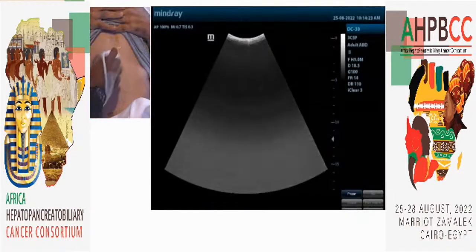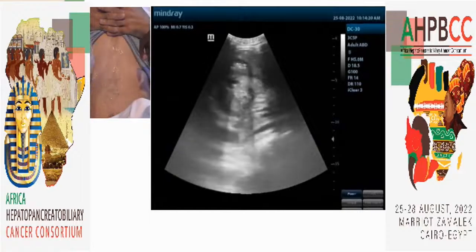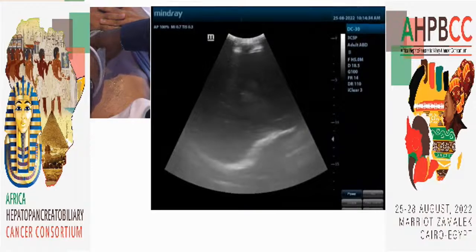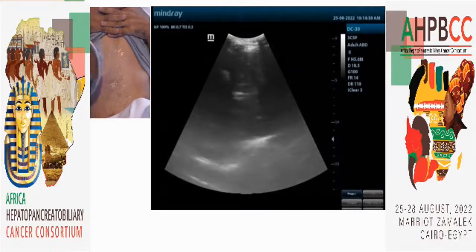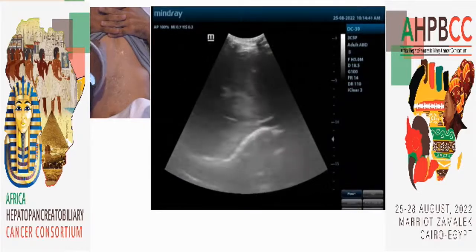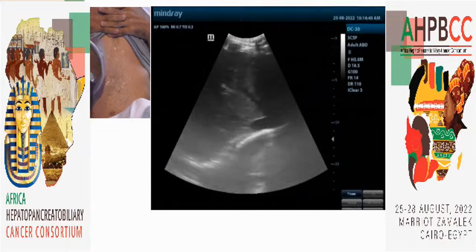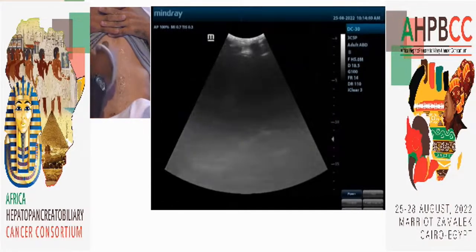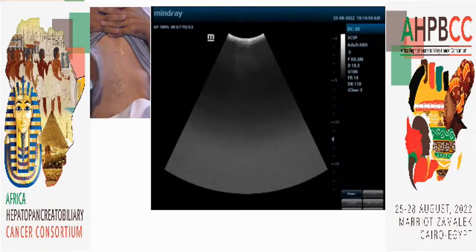Remember that the rib will always interfere with your view without deep inspiration. To overcome this, we put the transducer inside the intercostal space to avoid the noise of the bone. So practice the fanning skill that we taught you. I mean, tilt up and down with deep inspiration.